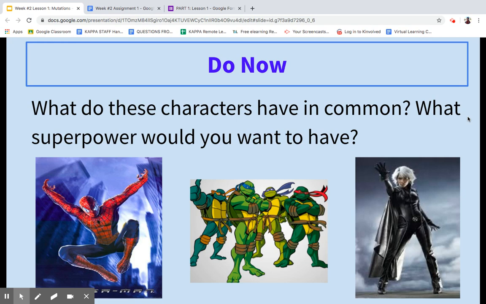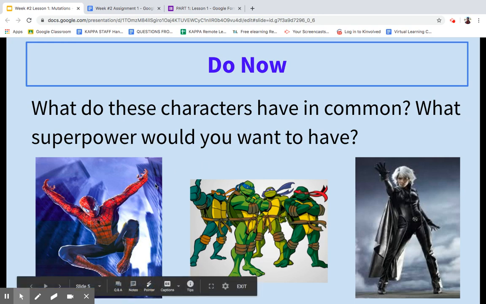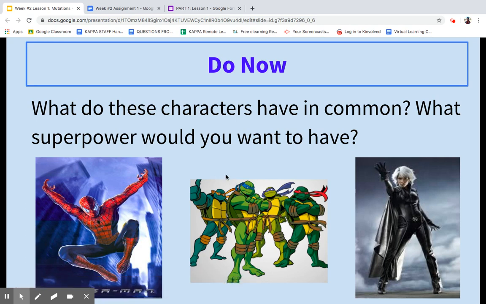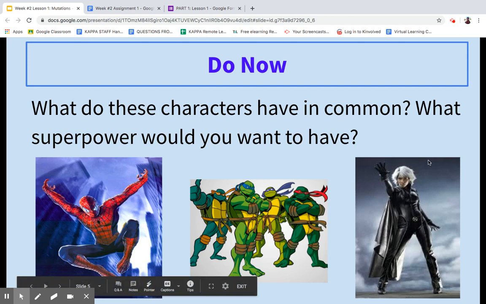Well, if you've seen any of these movies, these characters have quote unquote mutations, which is causing them to have their superpowers, right? Spider-Man was bitten by a radioactive spider. The turtles were in the sewer and they had radioactive chemicals poured on them. And then X-Men are considered mutants.